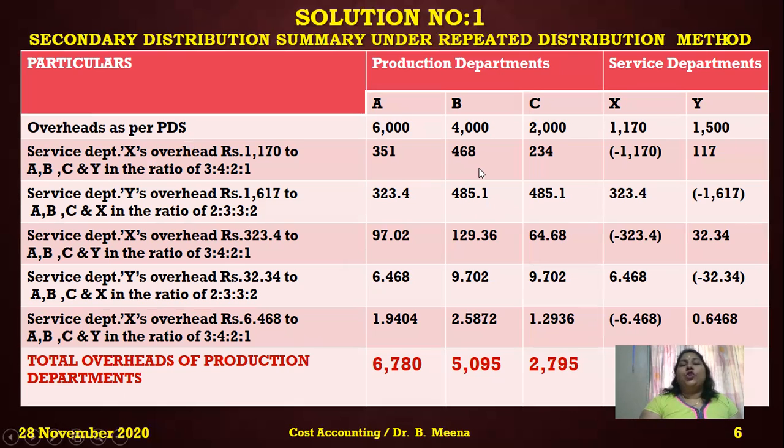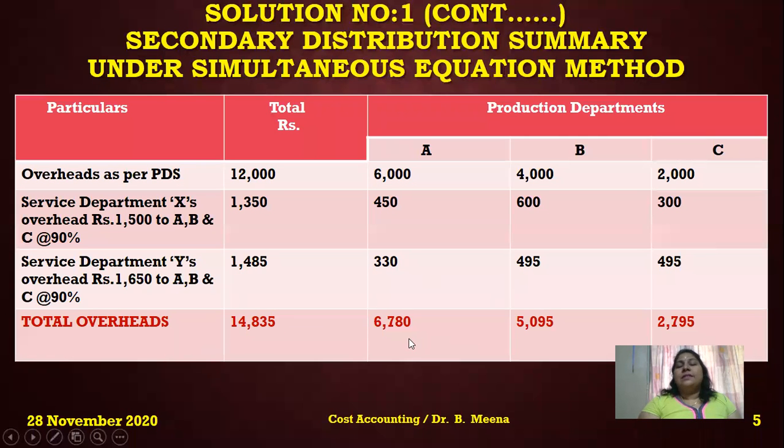Then I'll get the total of production departments alone. I'll get the answers like that: 6,780, 5,095, and 2,795. So this is the total overheads of production departments. The same answer we got in the simultaneous equation method also. So our answers are right.